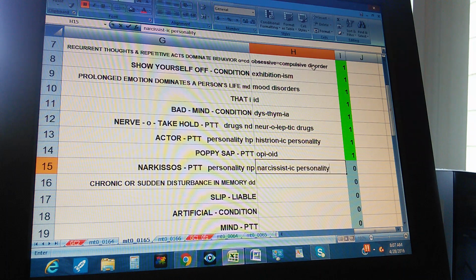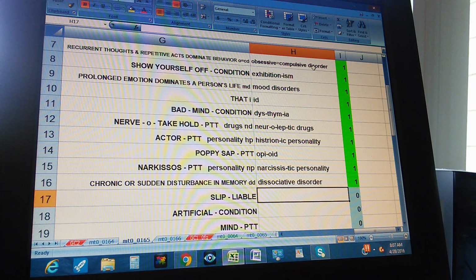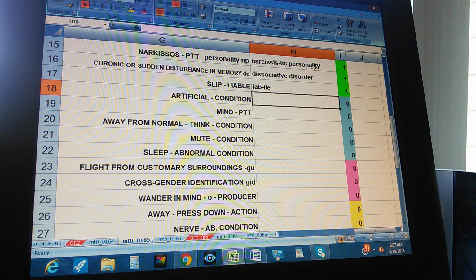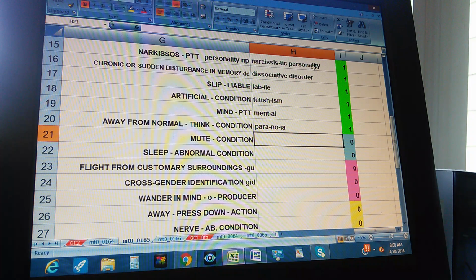Actor pertaining to personality. Histrionic personality. Poppy sap pertaining to. Opioid. Narcissus pertaining to personality. Narcissistic personality. Chronic or sudden disturbance in memory. Dissociative disorder.